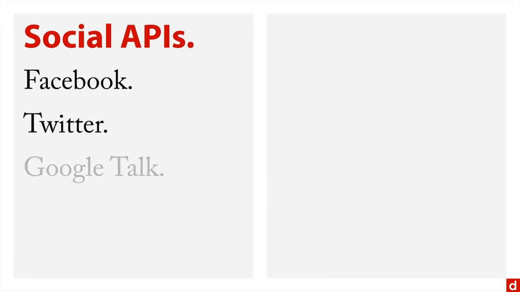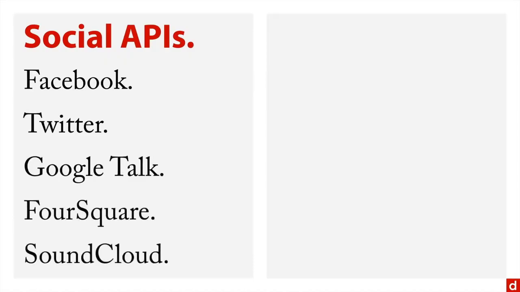Now, there are a few kinds of APIs that are really common. The first is what are called social APIs. These are ways of interfacing with social networks. So for instance, the most common is Facebook. There's also Twitter. Google Talk has been a big one, and Foursquare as well, and then SoundCloud. These are on lists of the most popular ones.